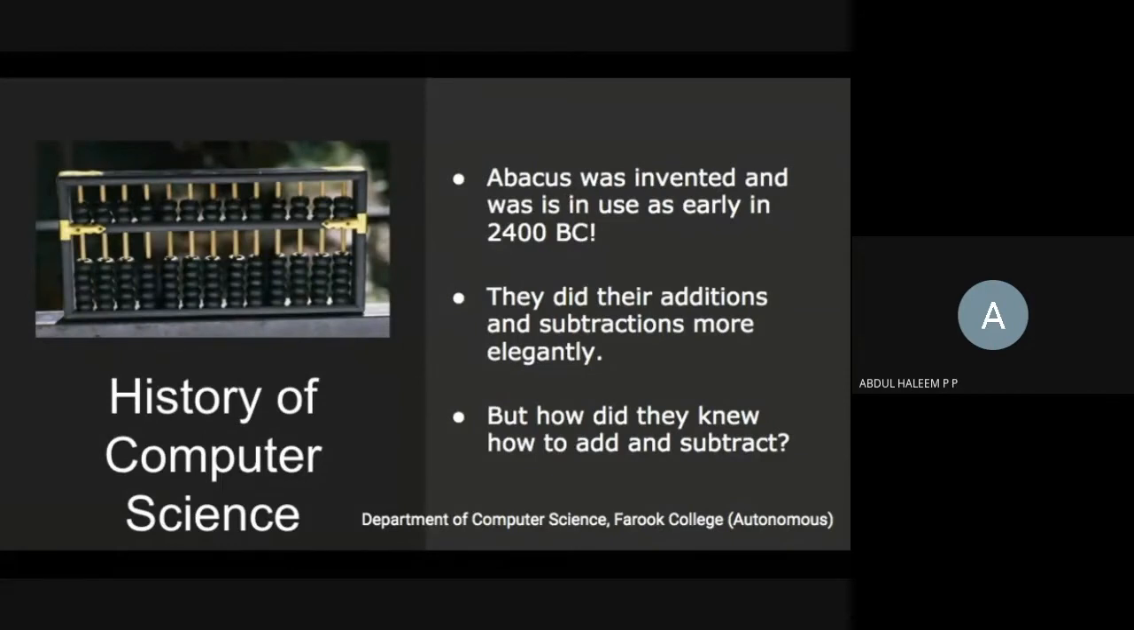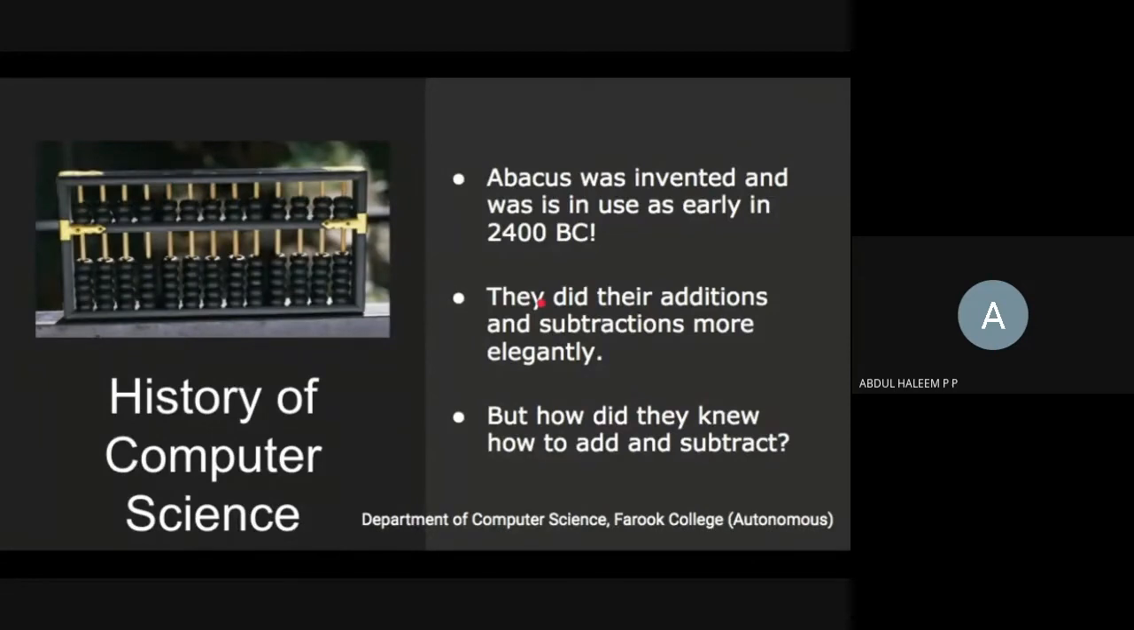Then our ancient people developed a tool called the abacus. This abacus is still in use to teach small kids how to count and compute. And this machine was used as early as 2004 before Christ. And they did their additions and subtractions using this abacus.